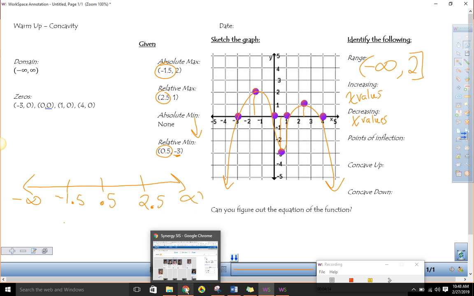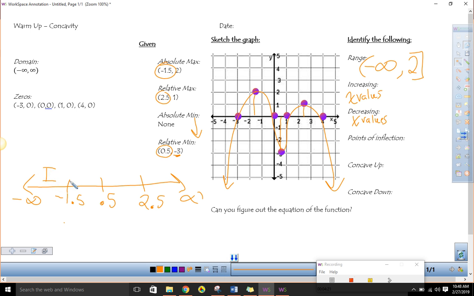So what does this graph do? Does this graph start off by increasing or decreasing? It starts off by increasing. So this is increasing, which means the next section has to be decreasing, increasing, decreasing. Remember doing that? So my increasing interval is from -infinity to -1.5, and then from 0.5 to 2.5. Those are my increasing intervals.